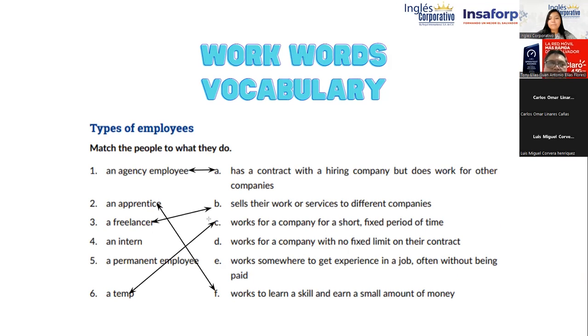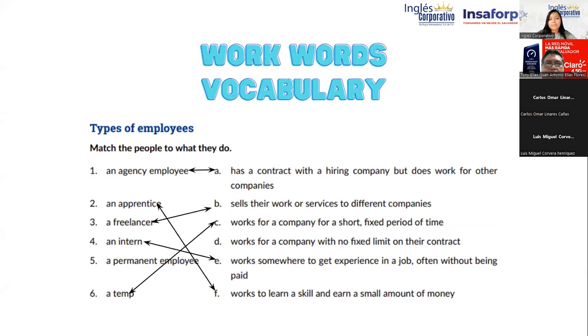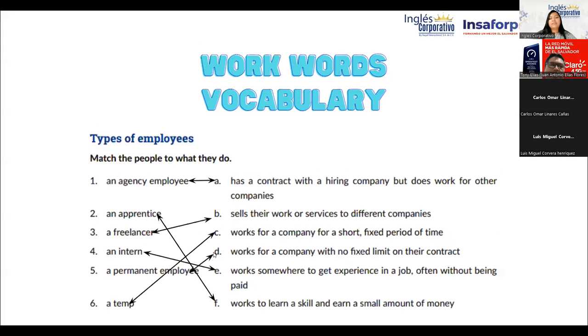Yeah, for me, the letter E: somewhere to get experience in the job, often without being paid. Yes, this is the letter E. Correct, like that. Very good. And then a permanent employee? Is the letter D. Correct.